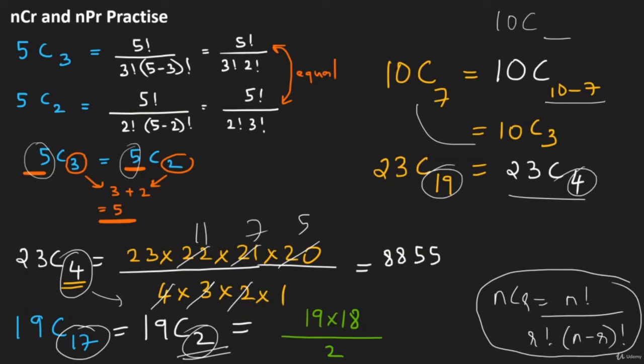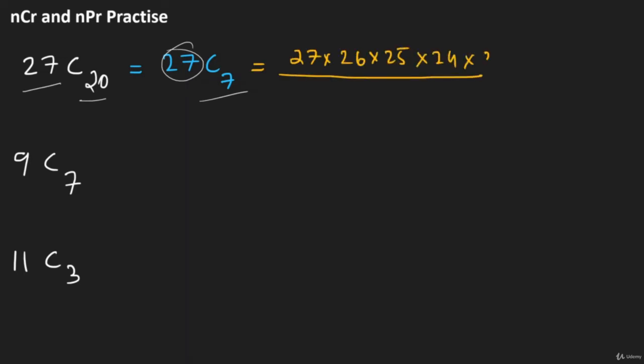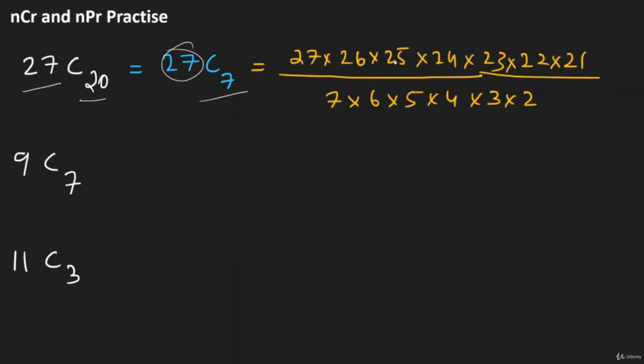Alright, let's do some more questions. Say we do these 3 questions: 27C20, 9C7 and 11C3. Alright, what do we start over here with? We have 27C20. So this will be equal to 27C7, right? Because 20 plus 7 is equal to 27. Now the numerator will be 7 numbers starting with 27 and you keep subtracting 1. And the denominator will be 7 factorial. So this is equal to 27 into 26 into 25 into 24 into 23 into 22 into 21. So that's 7 numbers by 7 factorial, right?